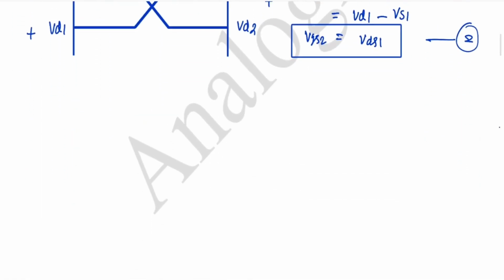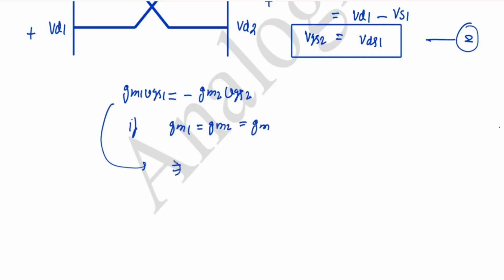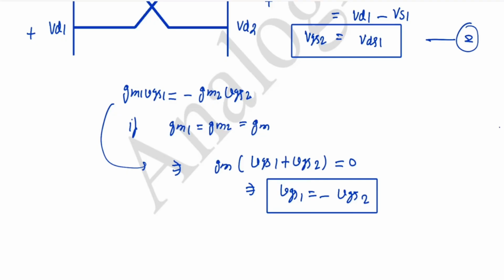Now we know that both currents are equal and opposite. So GM1 VGS1 equal to minus of GM2 VGS2. If I assume GM1 equal to GM2 equal to GM, then I take GM outside, and that will be VGS1 plus VGS2 equal to 0. From here we get VGS1 equal to minus of VGS2. So this is our third equation.